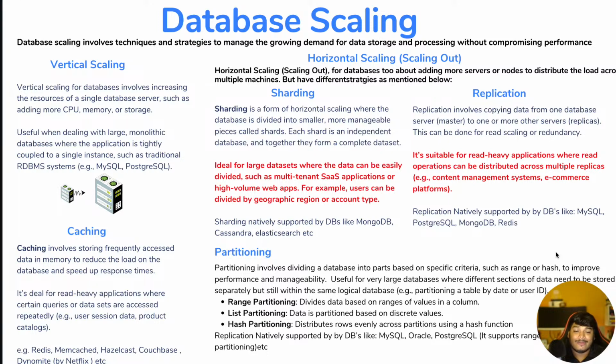Now, just as a quick recap, it's suitable for read-heavy applications where the read operation can be distributed across multiple replicas, like content management and, say, e-commerce applications also, where it can be utilized. Now, what are the DBs that support this replication natively? MySQL, PostgreSQL, MongoDB, and Redis, all these database servers. Now, Redis is a cache server; we'll maybe discuss a bit more later on. But these are the database engines which support this replication natively.